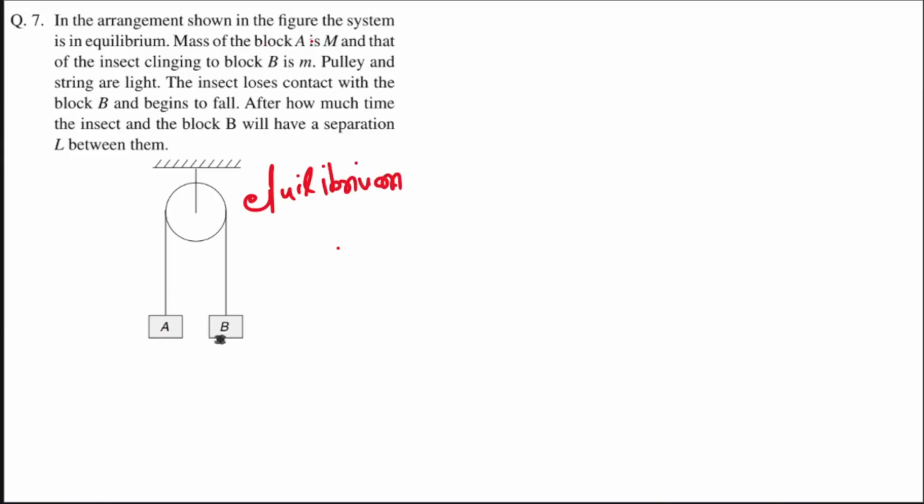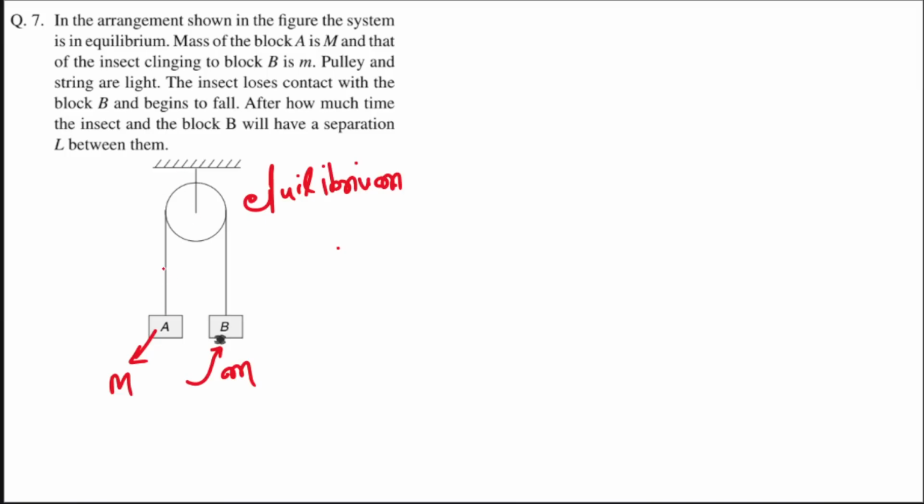There is a block A of mass m. So this has a mass m, and then there is block B. Mass is not given, but an insect is clinging onto it. I mean, it is simply attached to it, and this insect has a mass of a small m. Okay, pulley and a string are light.